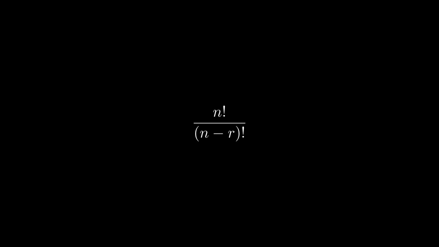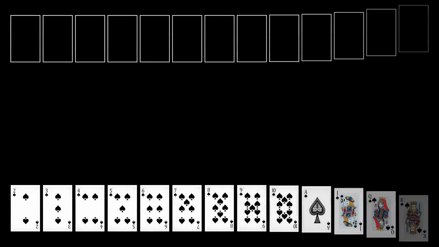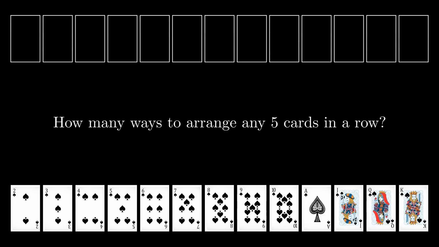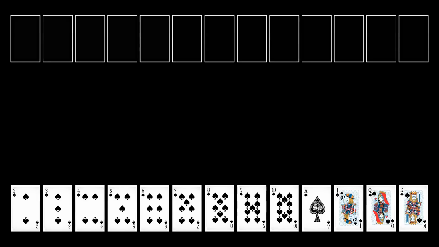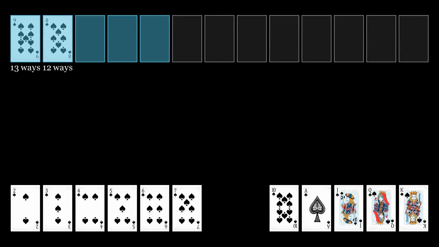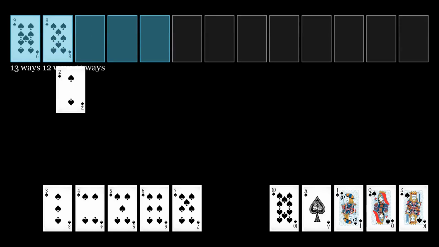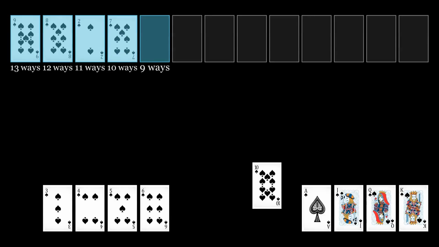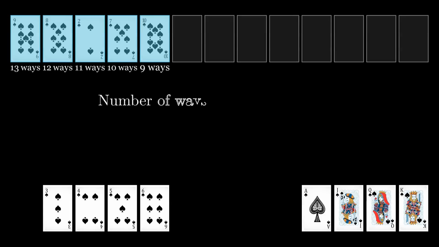To derive the formula for permutations, we need to make the problem more general. Instead of choosing all 13 cards from the suit, suppose we only want to choose 5. How many different ways are there to arrange any 5 of the cards in a row? We can use the same approach as before, this time with just 5 boxes. There are 13 ways to choose the first card, 12 ways to choose the second, 11 ways to choose the third, 10 ways to choose the fourth, and finally 9 ways to choose the last card. Therefore, the total number of ways is 13 times 12 times 11 times 10 times 9.